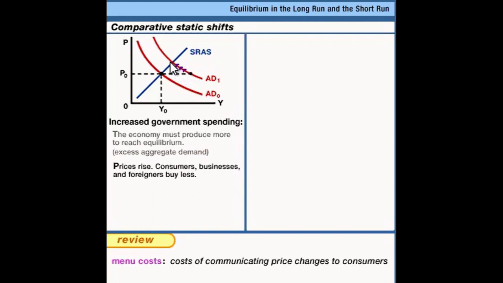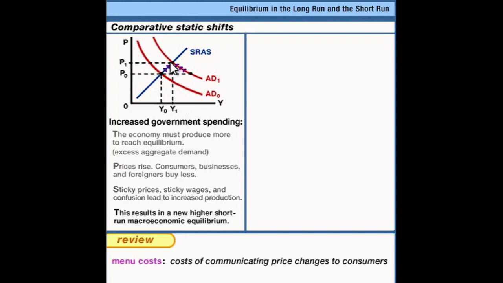new short-run macroeconomic equilibrium. That's going to be shown in our graph as an output level of Y1 and a price level of P1. So the excess aggregate demand is resolved by rising prices, which reduce planned spending and increase planned production until we get to the new short-run macroeconomic equilibrium point.